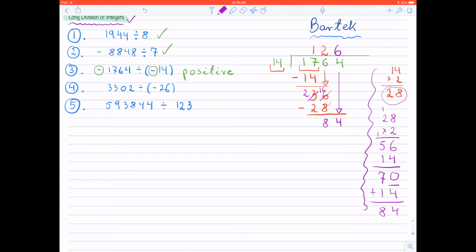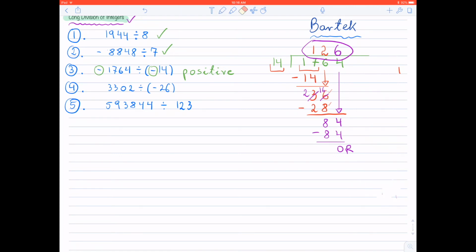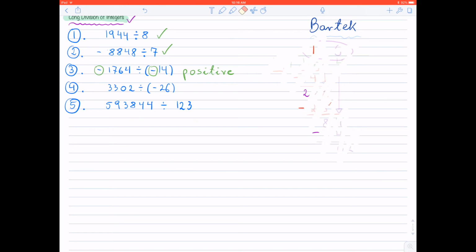So we've just seen that 6 times 14 is 84. And that will give us a 0 remainder. And that's our answer. All right, let's take a look at question number 4, which again is a little bit harder. So I will erase this here. And let's take a look at the next question. So we have done 3. Let's take a look at 4.